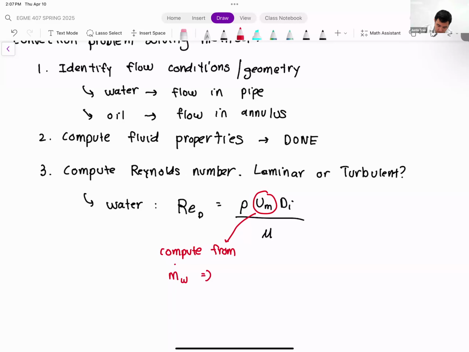Because remember, mass flow rate is nothing more than just the mean velocity multiplied by the cross-sectional area multiplied by the density. Okay, so we have u_m of the water is equal to m dot water divided by density multiplied by the cross-sectional area, which is pi over 4 D_i squared.